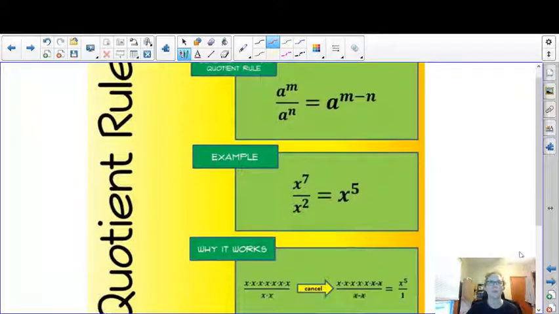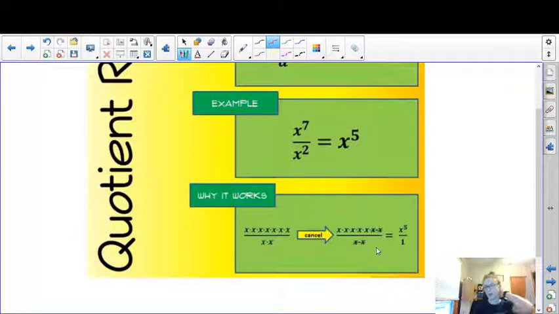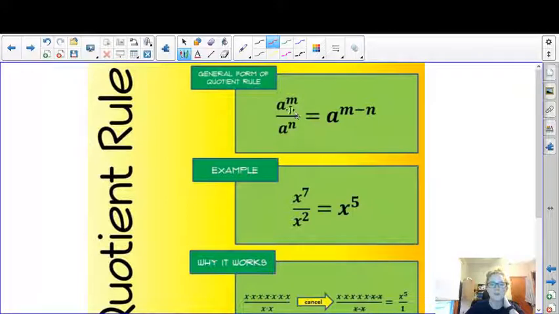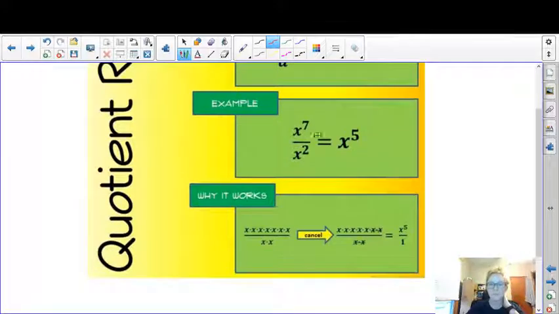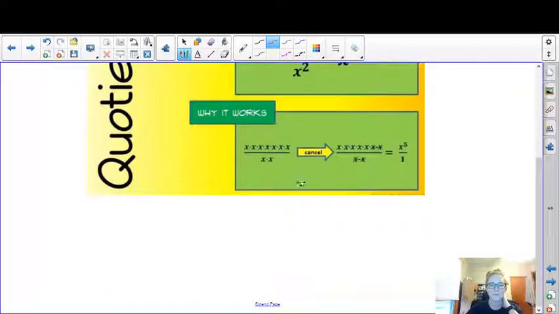Next idea is quotient. And again, we saw products was multiplication, quotients are division. So if I have the same base or the same number taken to exponents, I simply subtract them. My example of x to the 7th and x squared gives me x to the 5th. If I expand it out, I have 7 on top, 2 on bottom, and I cross out the common ones. And the most I can cross out on each is 2. And if you notice, all I have left is 5 on top.